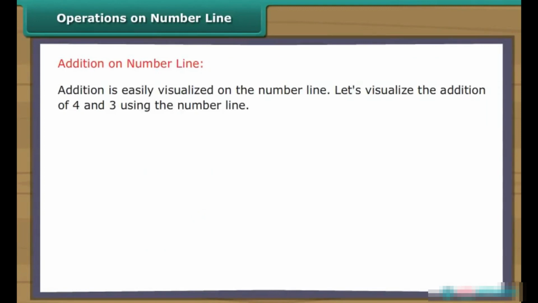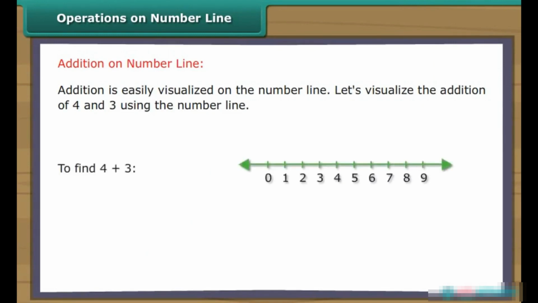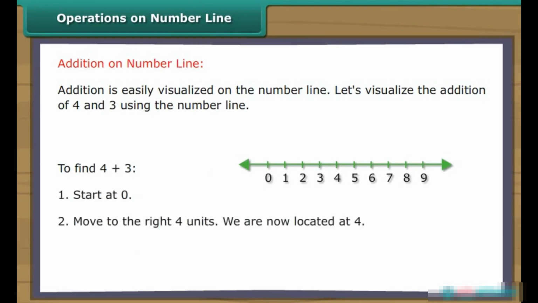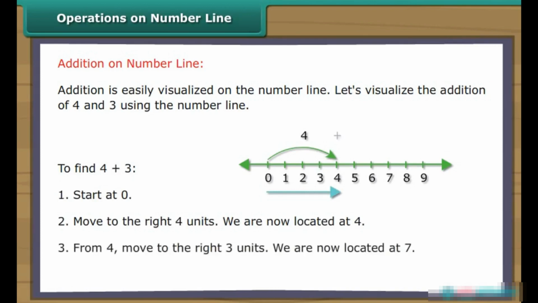Operations on the number line. Addition is easily visualized on the number line. Let's visualize the addition of 4 and 3 using the number line. To find 4 plus 3: 1, start at 0. 2, move to the right 4 units. We are now located at 4. 3, from 4, move to the right 3 units. We are now located at 7. Thus, 4 plus 3 is equal to 7.